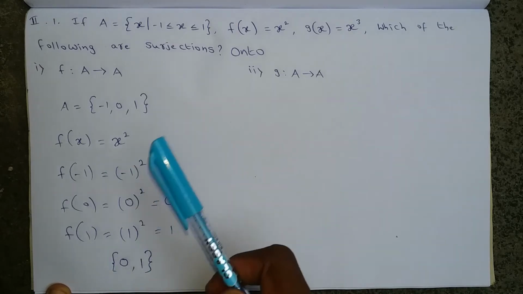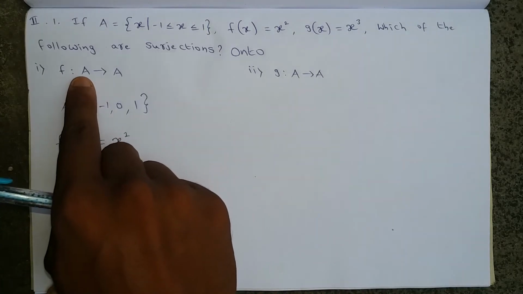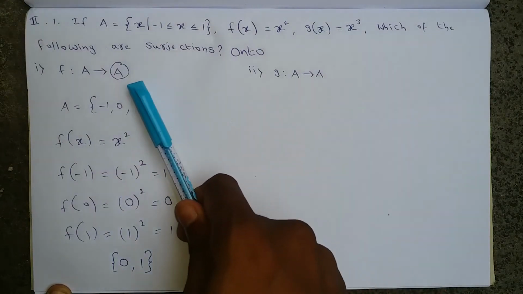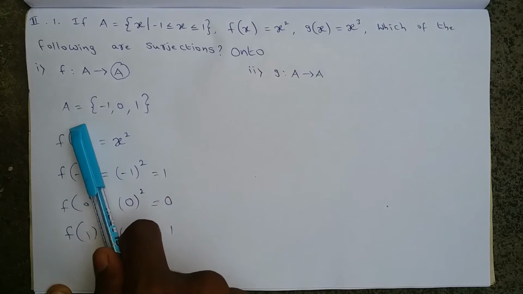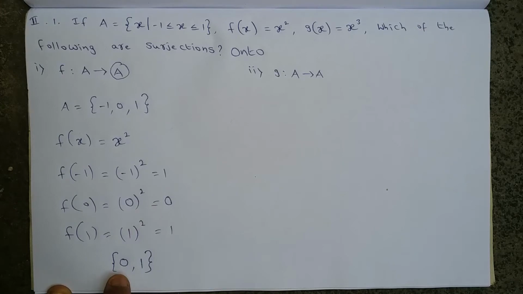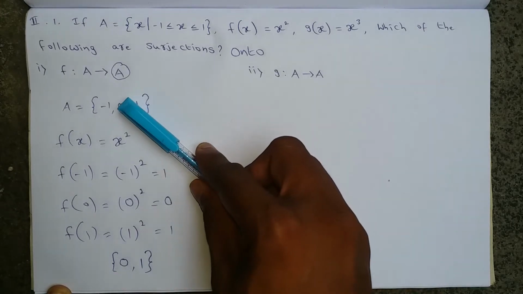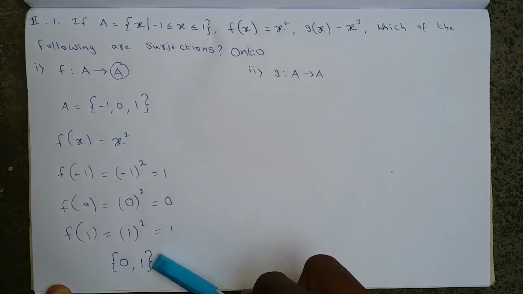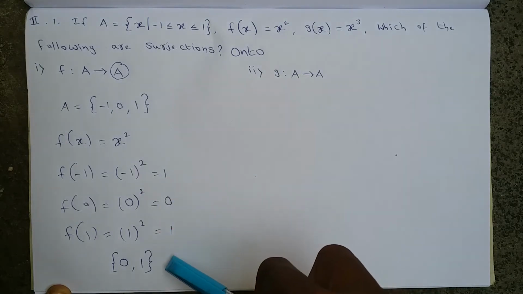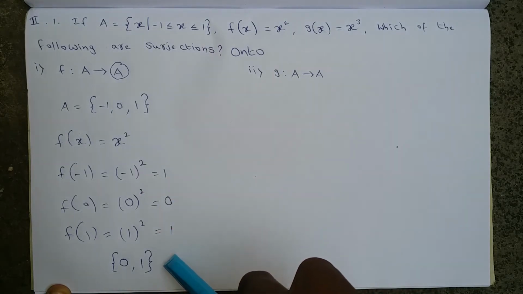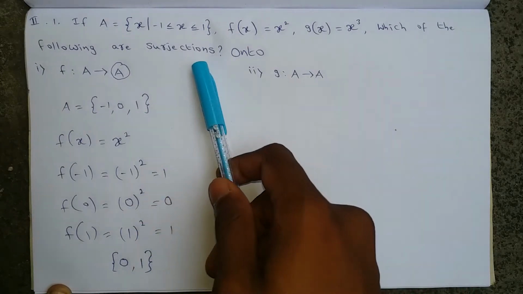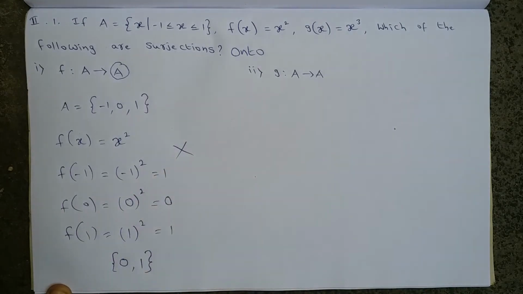Now in the given first one, what is the codomain? f is a function from A to A. So here the second one will become the codomain. Here codomain is nothing but set A. So set A has elements minus 1, 0, plus 1, whereas we got the range as 0, 1. In this, minus 1 element is there, but in the range minus 1 is not there. So we can say very clearly that codomain and range are not equal. So if codomain and range are not equal to each other, then obviously this is not a surjection.